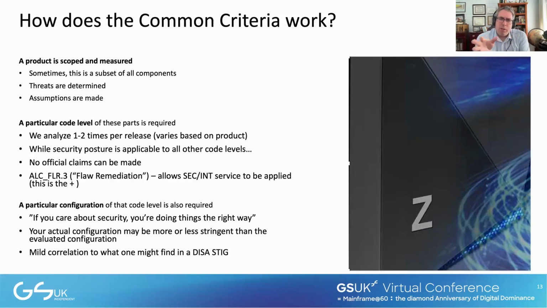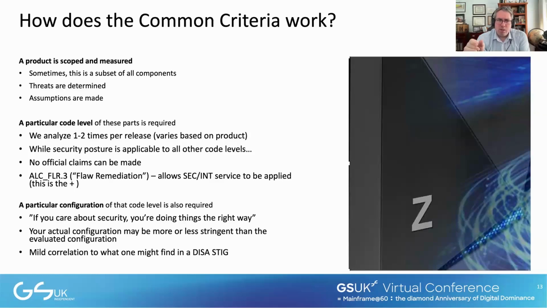We have to pick a particular level of code. Now, this is a fairly extensive and time-consuming process to do these evaluations, so we will do this 1 to 2 times per release per product, and the actual number of these will vary depending upon the product itself. The security posture that we take, and certainly a lot of the evidence gathering, the security testing that we do from Prism all the way up through the cloud, happens every single night against the code bases as they're being developed. But unless it's the actual level that we validated, we can't make an official claim.